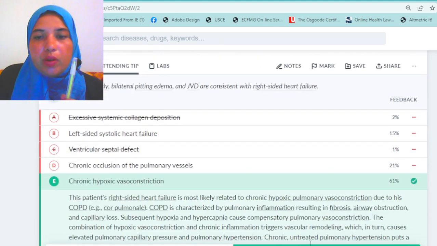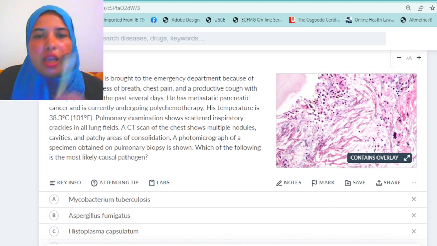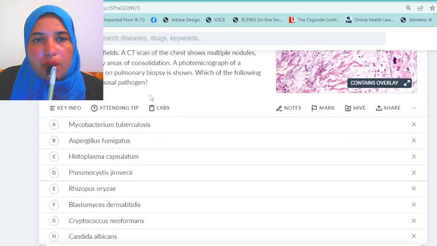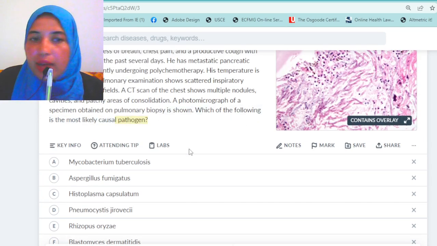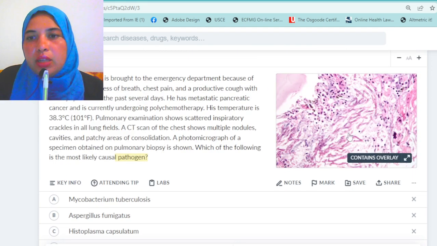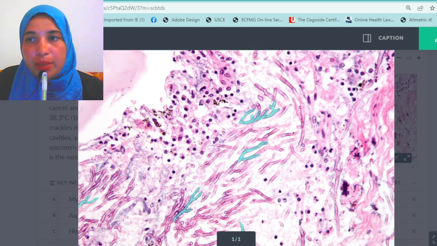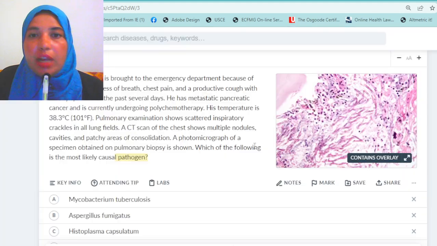It's all there. Okay. Next question is again, let's read the last two sentences. A photomicrograph of the specimen obtained on pulmonary biopsy is shown. Which of the following is the most likely pathogen? So we're looking for a pathogen. Okay, you can skim through with your eyes very briefly. Okay, what are we looking at? Let's take a look at this. It's not going to show you the caption if you haven't answered the question yet. But you will see the overlay of the pathogen. So I'm seeing what looks like acute angled hyphae. So we're looking at a fungus.